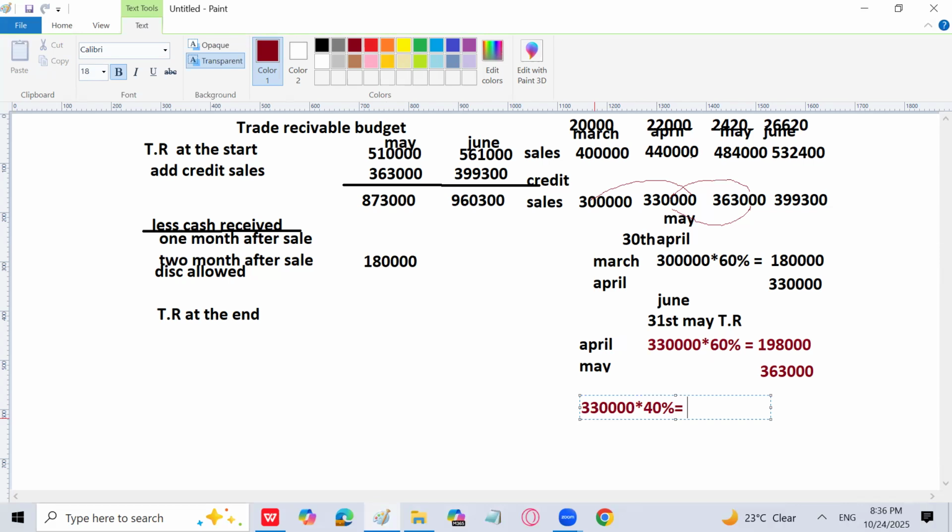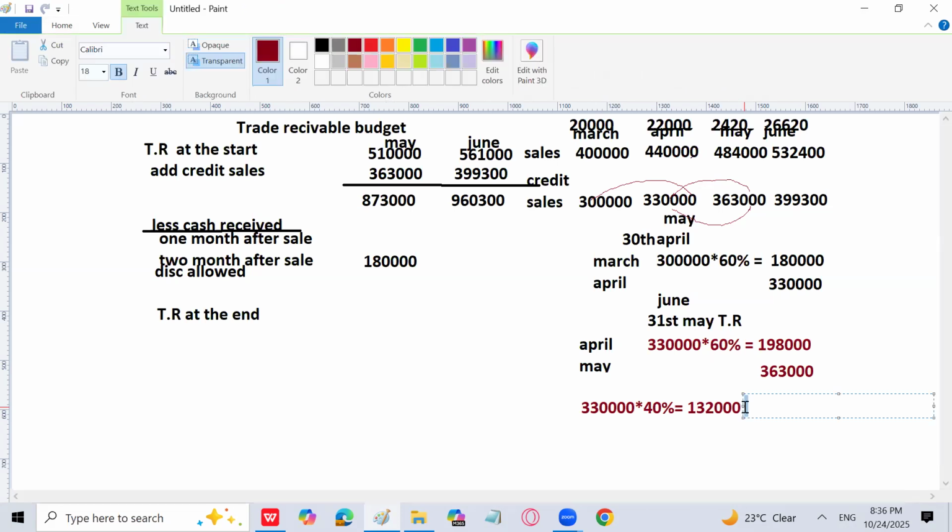I don't have my calculator. You should... 3,30,000 into 0.4. That is going to be 132,000. But the whole amount we are not receiving.